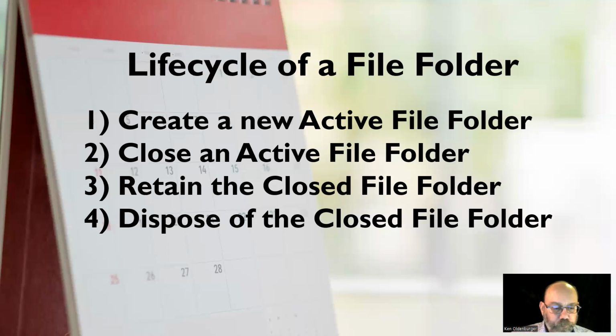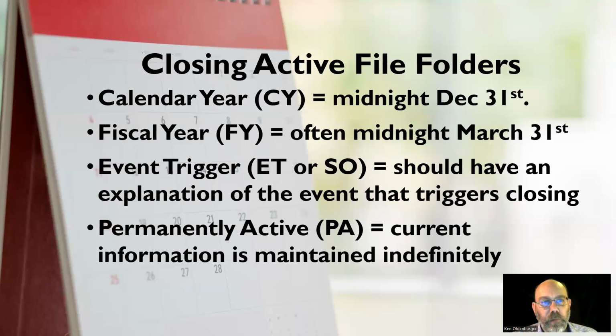All right. So let's move on. What occurs when you close an active file folder? Well, in the classification system, you will often see a code, or you'll be given an instruction as to how to close it. These are some of the common codes that I've come across. CY, of course, is calendar year, which means at midnight, December 31st, that file folder is closed. Fiscal year, midnight, March 31st, unless you use fiscal year as your calendar year, then it's December 31st.